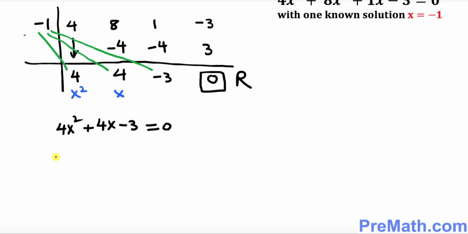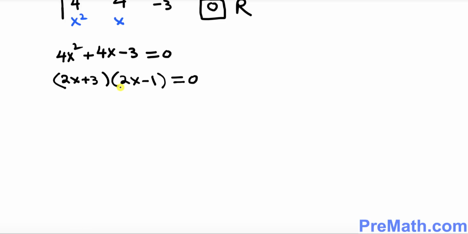So let's look at this over here. What are the possible factors for this one? That is the easiest way to do it. So let's figure out the possible factors. It's going to be 2x plus 3 right up here, and 2x minus 1. Now, since these factors are equal to 0, we're going to split them up. 2x plus 3 equal to 0, and the other one is going to be 2x minus 1 equal to 0.